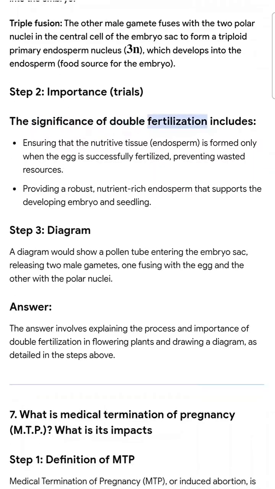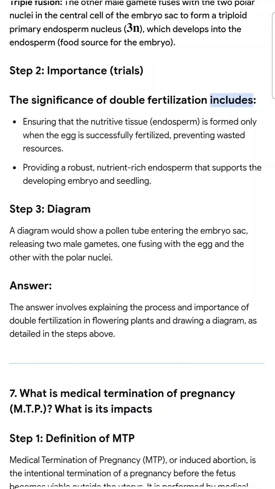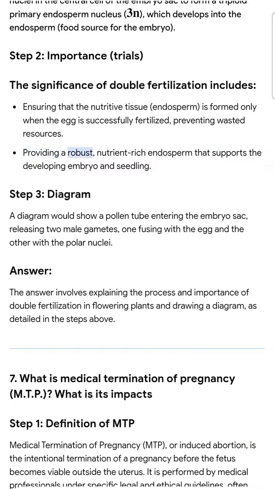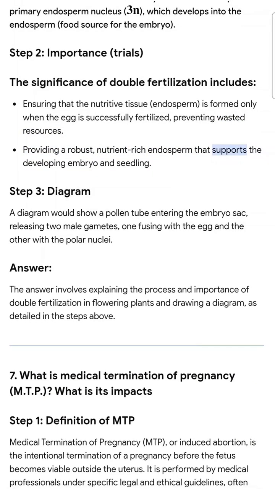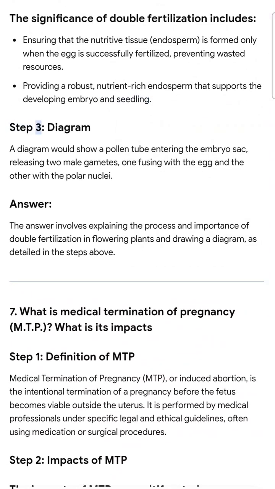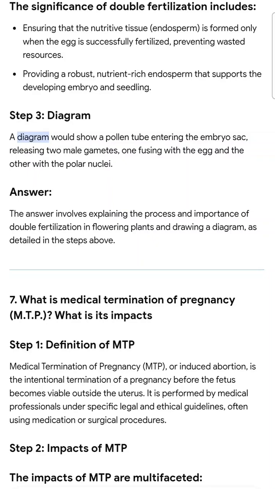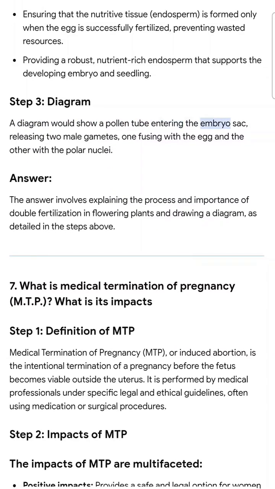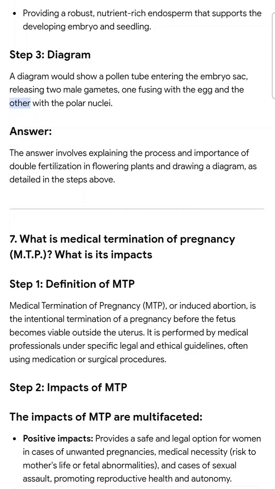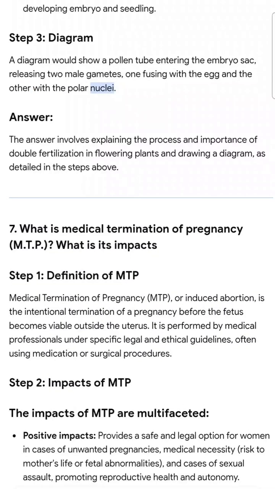The significance of double fertilization includes ensuring that the nutritive tissue, endosperm, is formed only when the egg is successfully fertilized, preventing wasted resources. Providing a robust, nutrient-rich endosperm that supports the developing embryo and seedling. Step 3. Diagram. A diagram would show a pollen tube entering the embryo sac, releasing two male gametes, one fusing with the egg and the other with the polar nuclei.